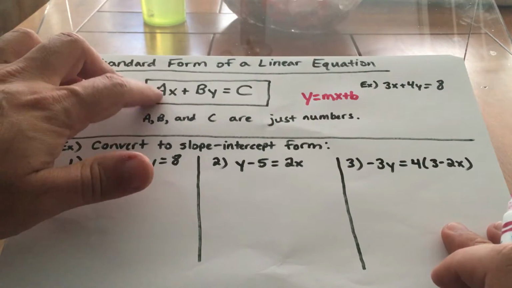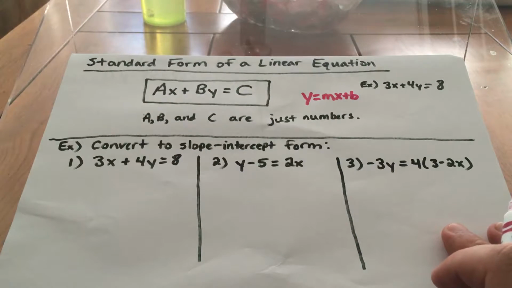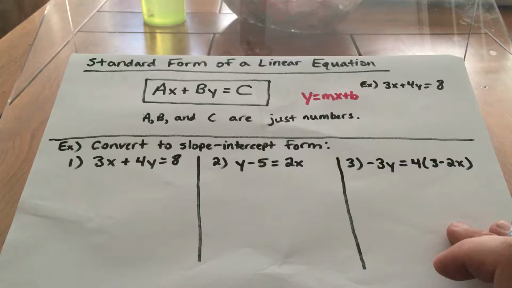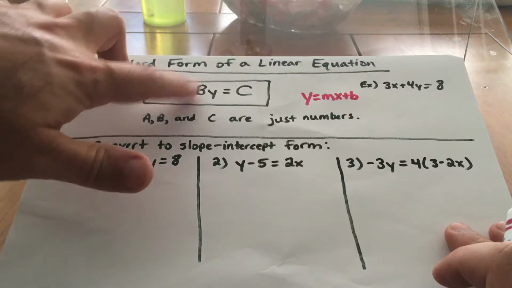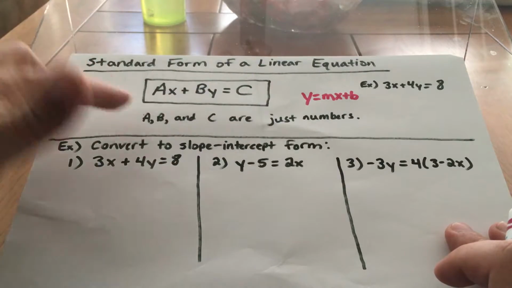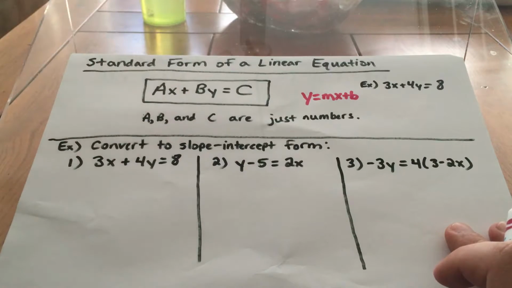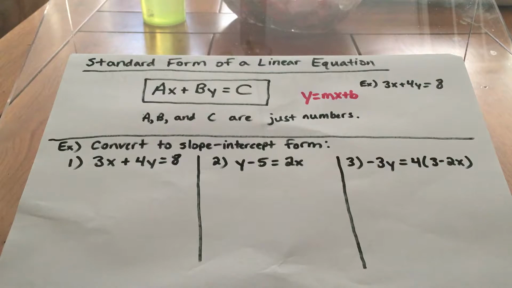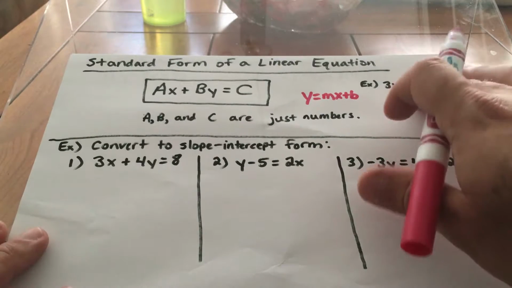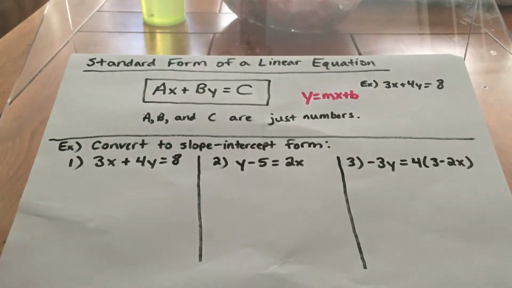You can also have an equation where both of the variables are on one side set equal to some sort of number. That's what this statement up here is saying, ax plus by equals c. A, b, and c are just numbers, but this is another way you can write a linear equation. An example with numbers in it is over here on the right: 3x plus 4y equals 8. Notice you have your y and your x on the left, and it's equal to some number on the right.